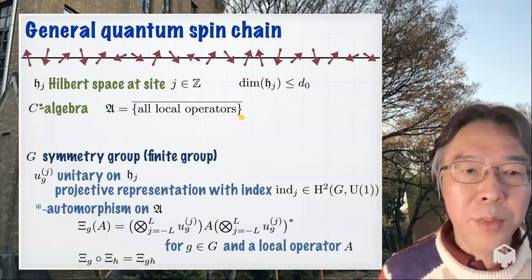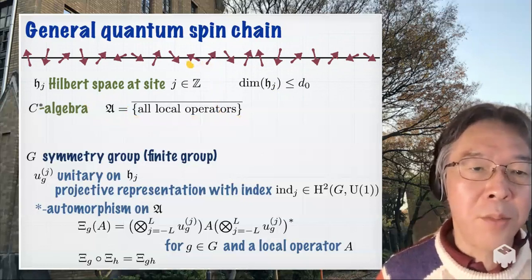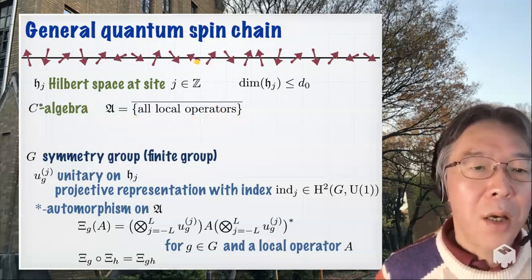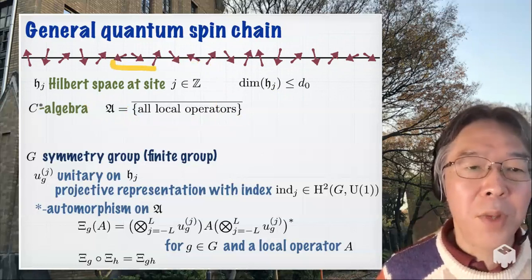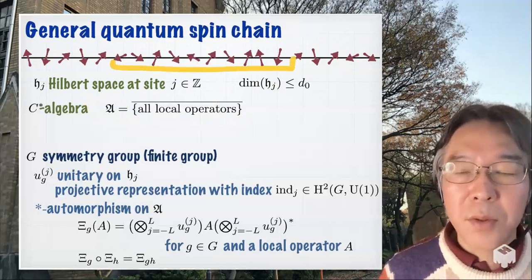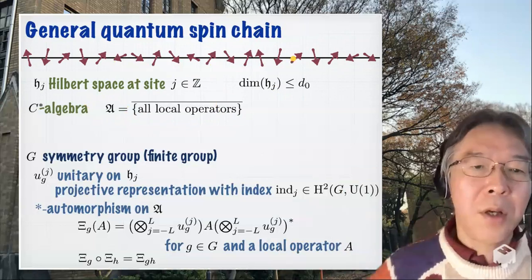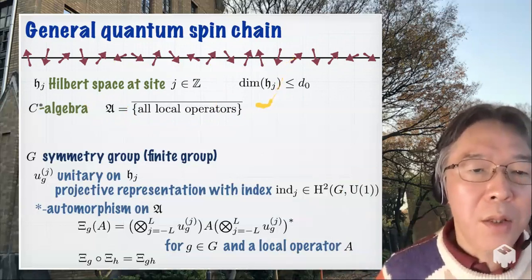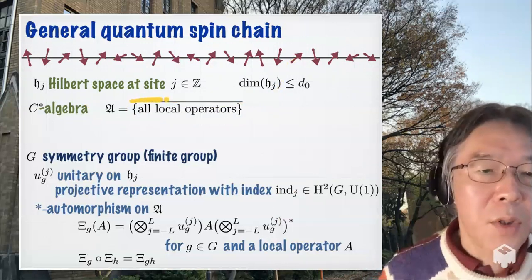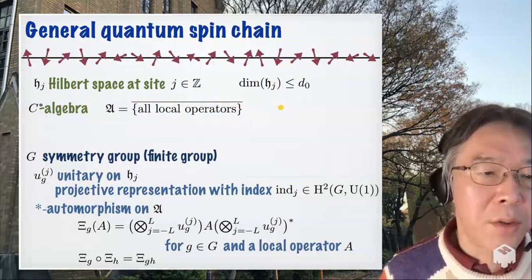By local operators, I do not mean an operator that acts on a single site. A local operator can act on many sites, but on a finite number of sites, an arbitrary finite number of sites. OK. And this bar is completion with respect to the operator norm.